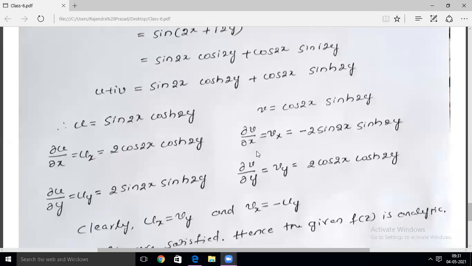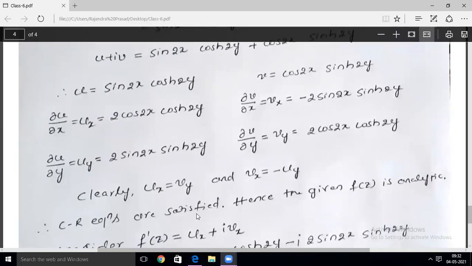Similarly for the v function. V with respect to x partially, treating y as a constant, so sinh 2y is kept as it is. Cos 2x differentiates to minus sin 2x into 2, so we have minus 2 sin 2x sinh 2y. Next, v with respect to y partially. Treating x as a constant, cos 2x is kept as it is, and sinh 2y differentiates to cosh 2y into 2.